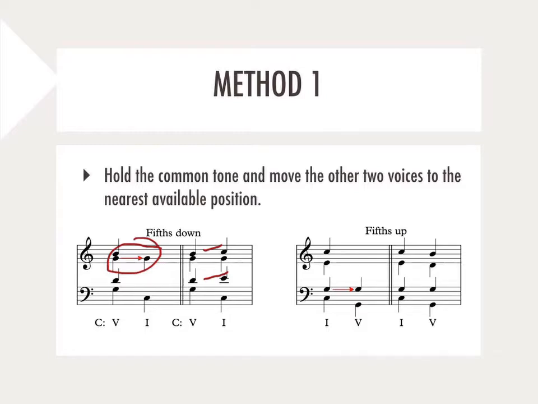The next example has a descending fourth, C down to G, which is considered a fifth up. Because remember, a fourth down is really a fifth up. You have to know the direction of the fifth. Hold the common tone, which is G again, and move the other 2 voices to the nearest available positions, C down to B and E down to D.